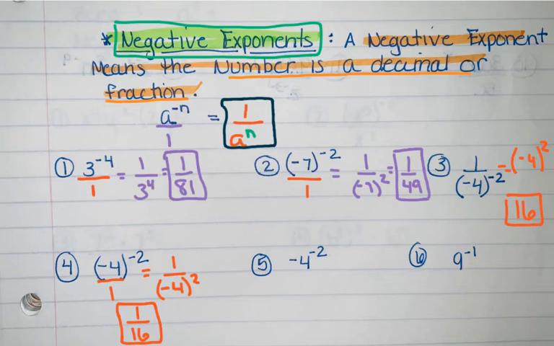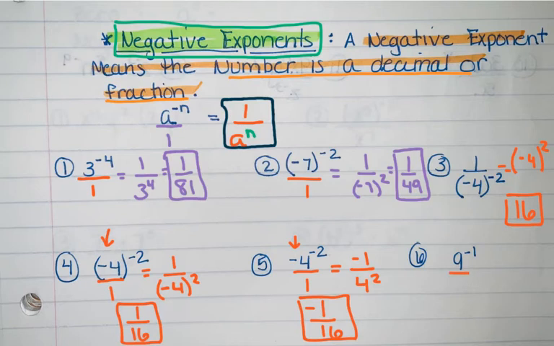What's the difference between number 4 and number 5? Well, the difference is that in number 4, the negative is being squared. In number 5, the negative is not being squared. So when I switch this one, only the 4 is going to move to the bottom. So this is going to become 4 squared, and negative 1 is going to remain on the numerator. So I get negative 1 over 16. So that's the difference. Okay, that negative is on the outside, so be careful with that.